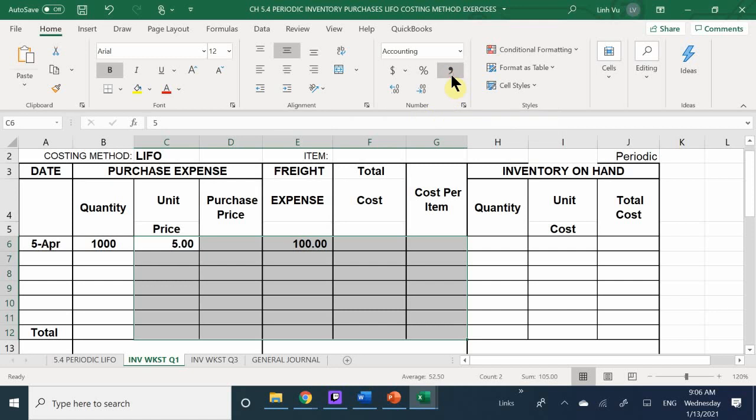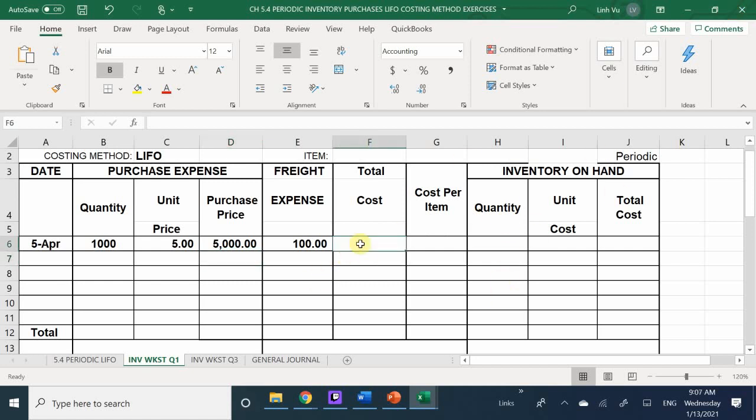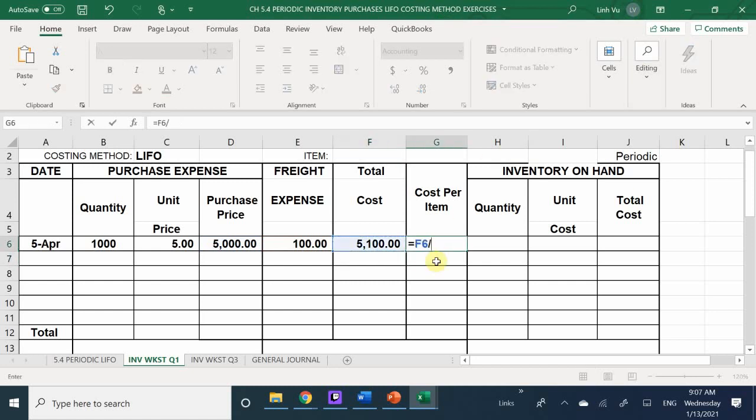Or in this case, what is my purchase price going to be? 5,000. Yes, 5,000. And what's my total purchase? What's my total cost going to be? 5,100. Yes, 5,100. And then what is my cost per item going to be?